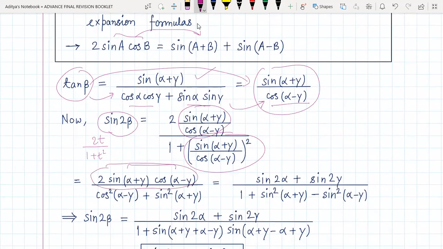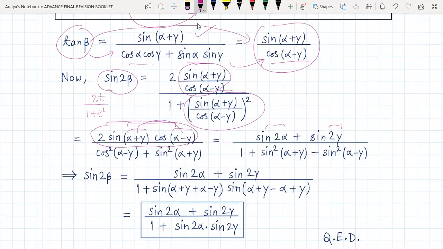I am going to apply the product to sum transformation formula. So sine of A plus B would become sine 2 alpha, plus sine of the difference of these angles, which is sine of 2 gamma. This cos square of alpha minus gamma I have written as 1 minus sine square of alpha minus gamma. And here I am applying the sine square A minus sine square B formula, so sine of A plus B into sine of A minus B. So finally we get the required expression for sine 2 beta, and the question is easily solved within 3 lines.